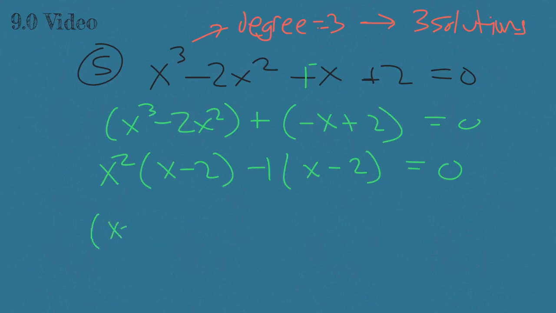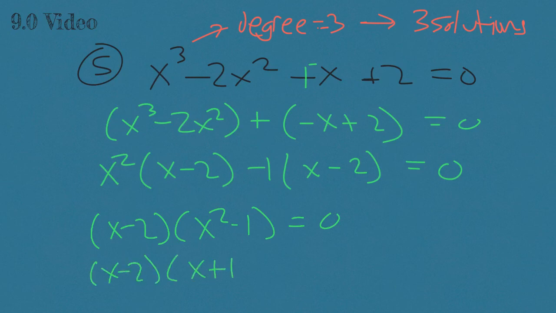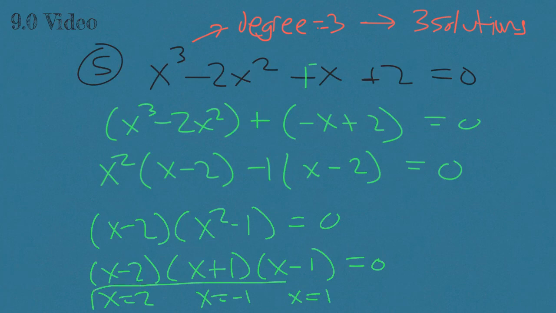And now I can factor this off. I go x minus 2 times x squared minus 1 equals 0. But the x squared minus 1 is a difference of squares, and we saw this on the test. There's a problem where you have to keep going. So we go x minus 2, x plus 1, x minus 1 equals 0. And each of those gives you a solution. x minus 2 equals 0 would give me x equals 2, x equals negative 1, and x equals 1. There we go. So there's my 3 answers there.